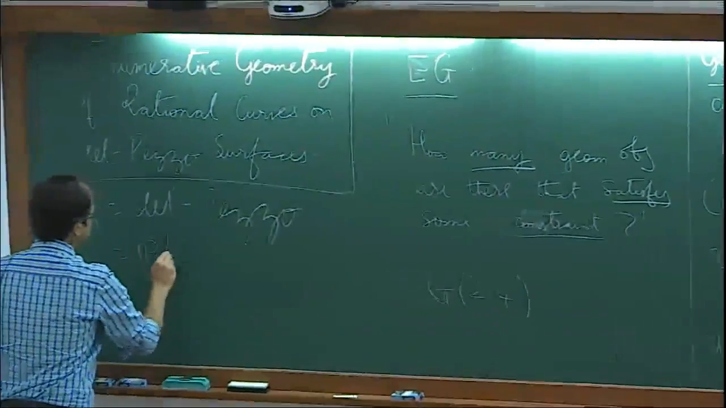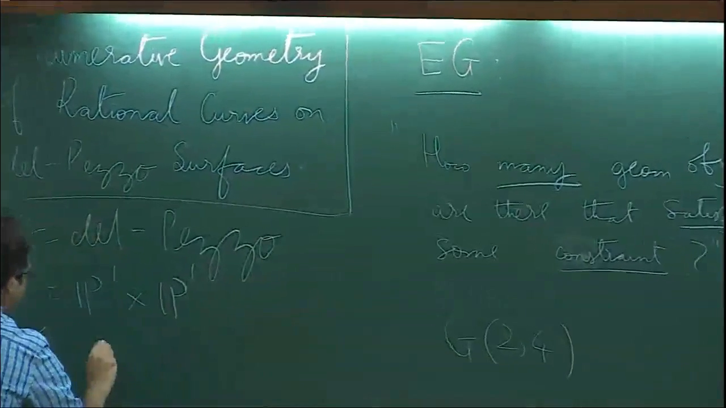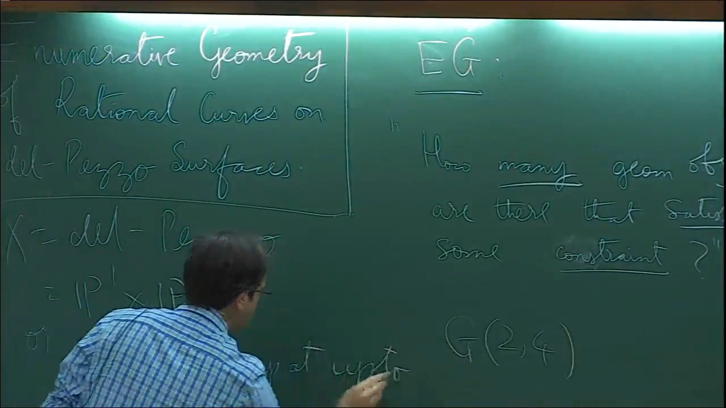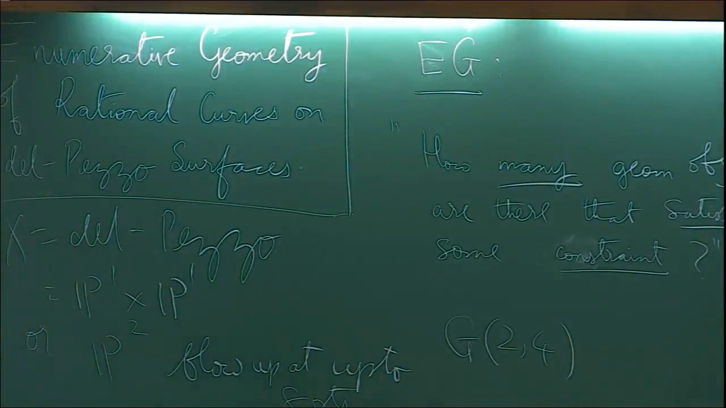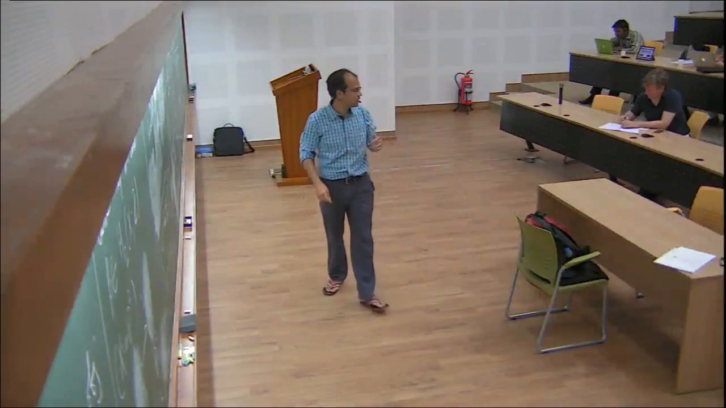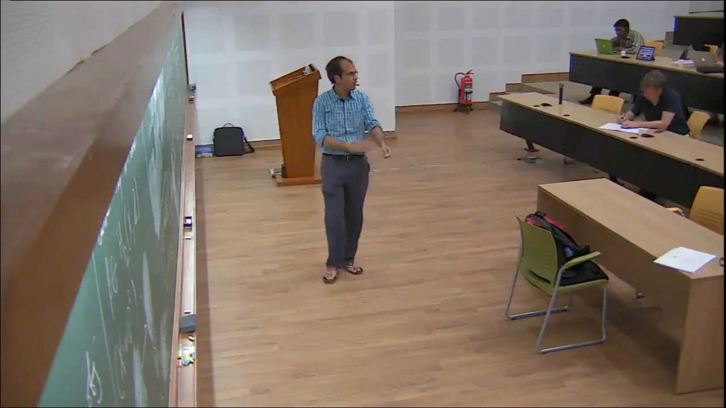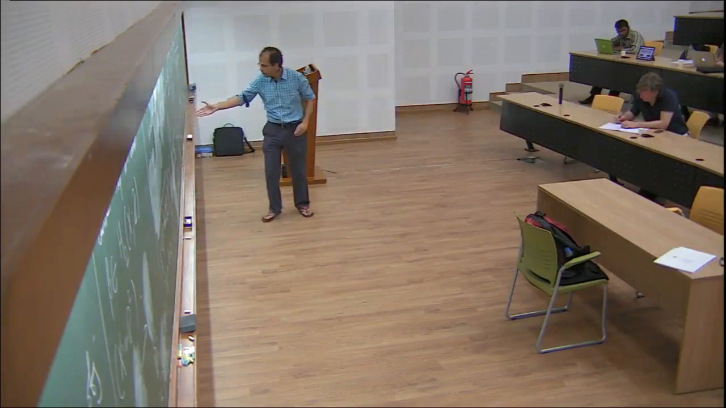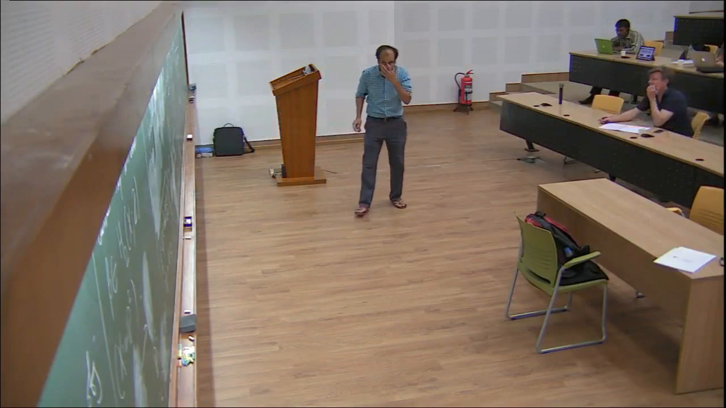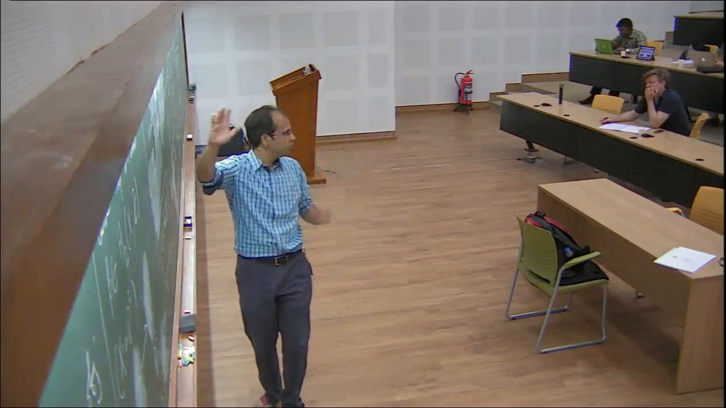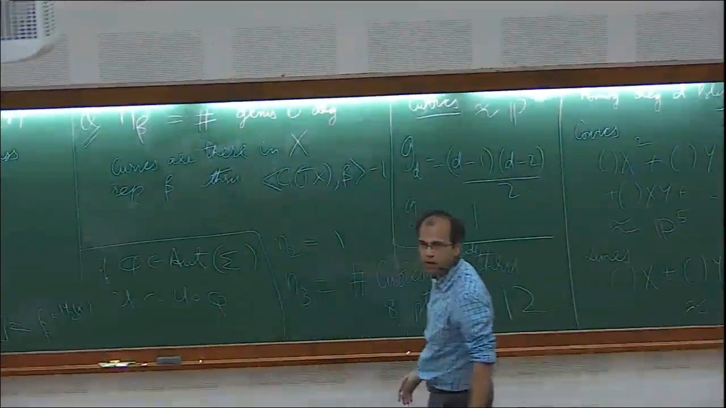It is either P1 cross P1 or P2 blown up at up to 8 points in general position. So it's one of these 9 guys. And the definition is K_X is ample. That's the definition. From that, apparently one can prove this. So Kontsevich and Manin obtain a formula for N beta for any del Pezzo surface. So looking at rational genus 0 curves in any reasonable space is quite a well understood question.